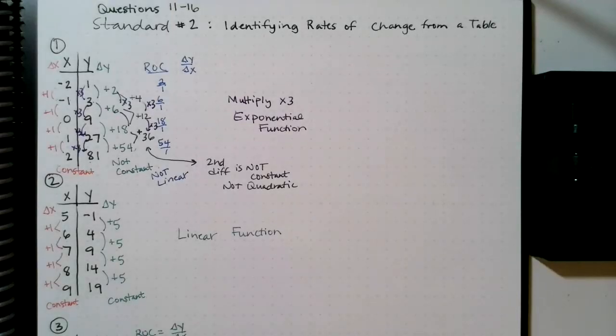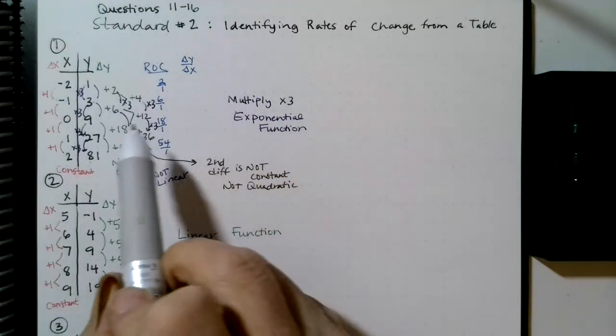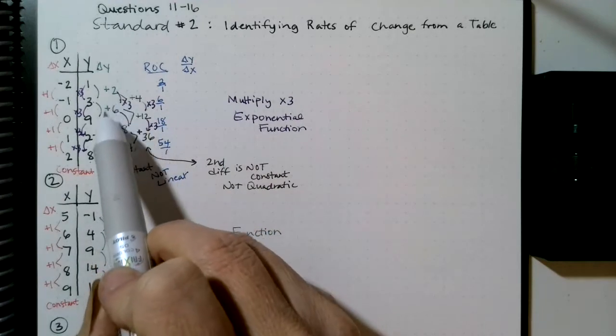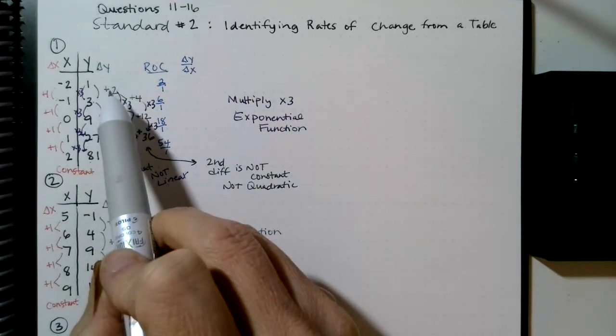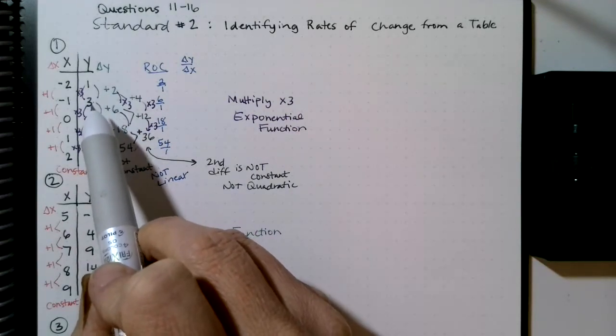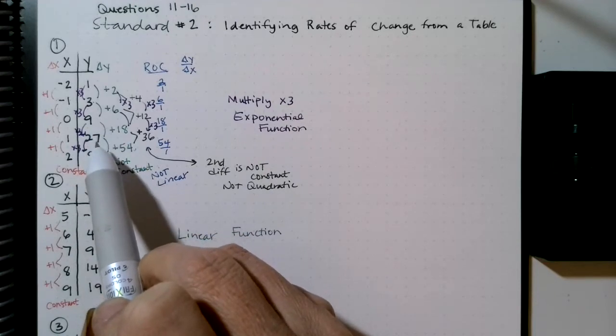Now we're going to talk about Standard 2, which was questions 11 through 16, identifying rates of change from a table. And so we're looking at the same tables we were for Standard 1. Here our first example was an exponential function that we found out because each of the values in the y, or in the change of y, is a multiple of 3. So 1 times 3 is 3, 3 times 3 is 9, 9 times 3 is 27.